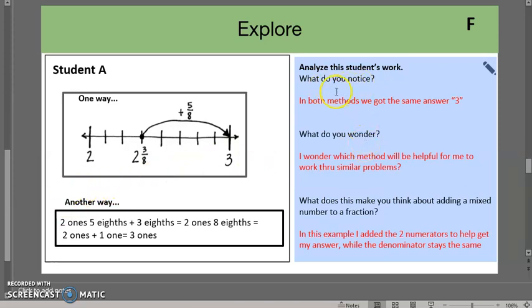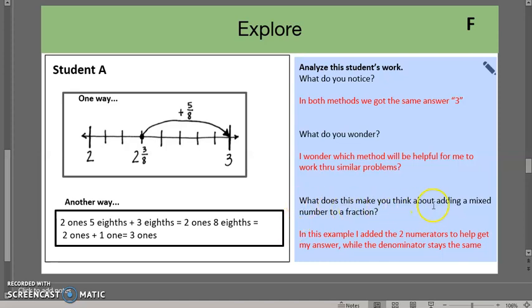What do you notice? For me, I wrote down in both methods we got the same answer, 3. When you add 2 3/8 and 5/8, we got 3, and here we also got 3 1s, which is the same thing. What do you wonder? I wonder which method will be helpful for me to work through similar problems. And I want you to think about that as what is the best method for you. You can use both, you can use one, you can use the other in helping you to solve similar tasks.